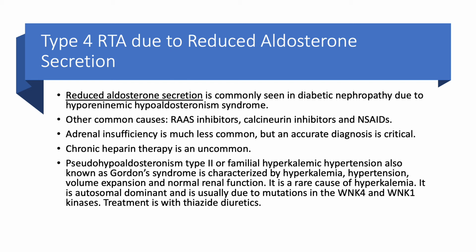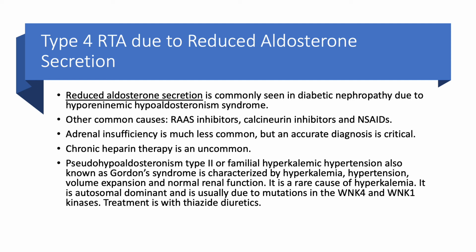Now, the same reason, okay, for this kind of RTA can be seen with RAS inhibitors, so with ACE inhibitors, ARBs, direct renin inhibitors, calcineurin inhibitors. Calcineurin inhibitors are what? Prograf, tacrolimus, and cyclosporine, and non-steroidal anti-inflammatory medications. Adrenal insufficiency, of course, is going to cause reduced aldosterone secretion. It's not common, but we really have to make a diagnosis. Again, if you just suspect the diagnosis, give the patient normal saline. Usually they're hypotensive, they're in a shock, and give them hydrocortisone. Maybe start with 100 milligram IV Q8 hours. You can save someone's life.